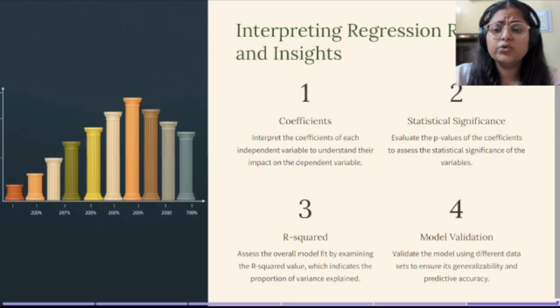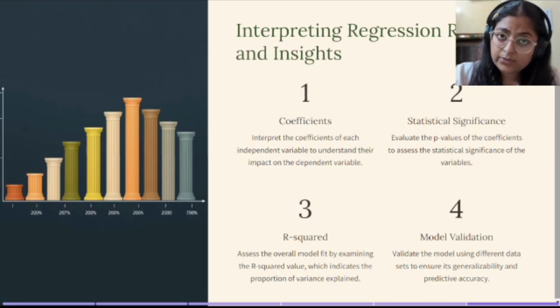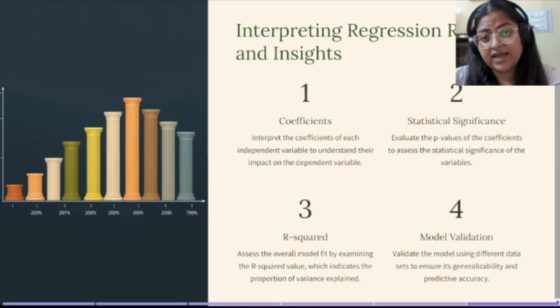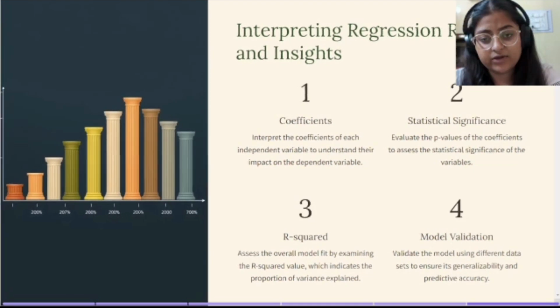The second is statistical significance. Evaluate the p-values of the coefficients to assess the statistical significance of the variable. R squared: we assess the overall model fit by examining the R squared value, which indicates the proportion of variance explained. Model validation is another method that validates the model using different data sets to ensure its generalizability and predictive accuracy.